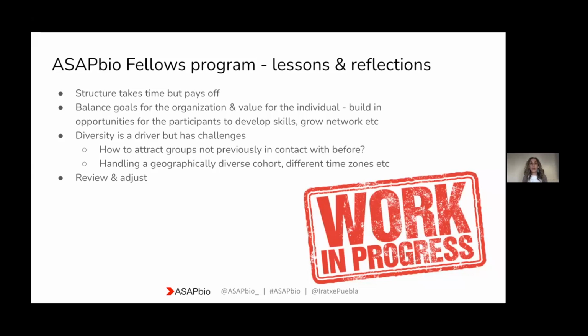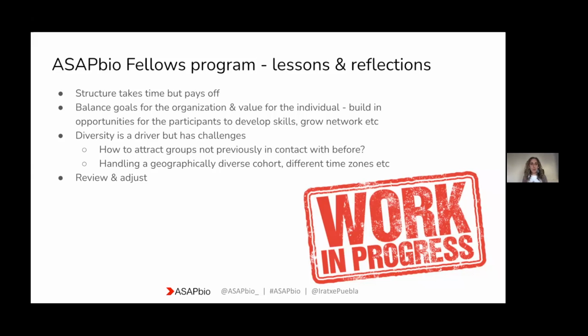So again, I did wonder a little bit as to how to make sure that we got the message to those groups. And also we had a very diverse cohort, particularly this year, but then there were some challenges in terms of the time zones, different internet connections, etc. So I don't know if there may be better ways to handle a geographically diverse cohort that I may not have considered. So I'd welcome suggestions and ideas.